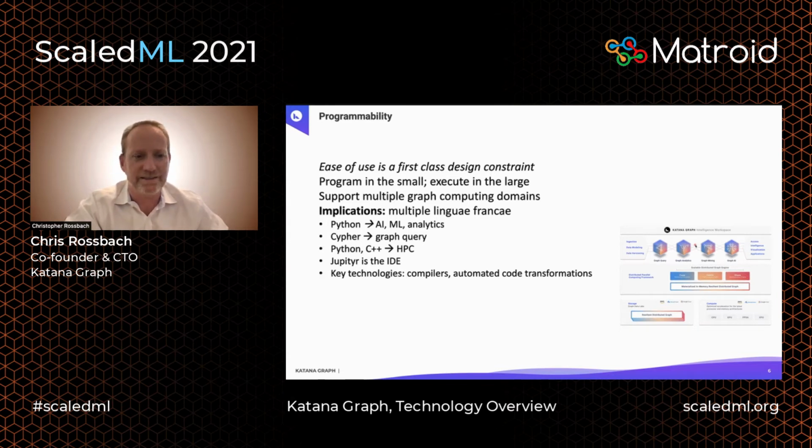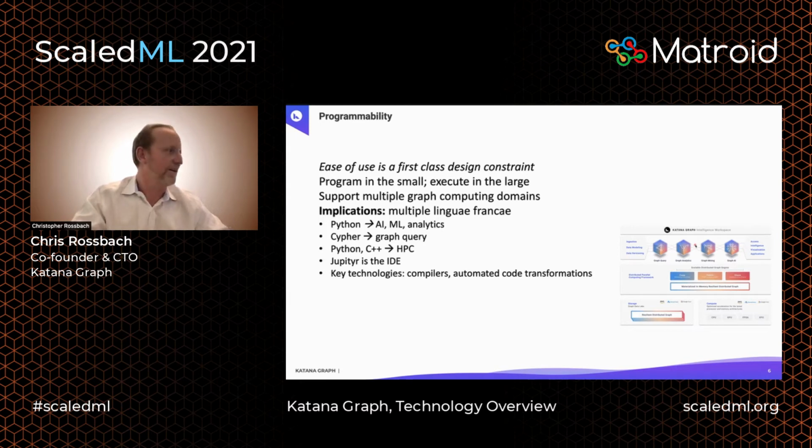And the key technologies that now enable us to support all of these different front ends boil down to advanced compiler technology and automated code transformations. So compiling each of these front end languages, either cross-compiling it to a native backend or through some IR, is the fundamentally enabling transformation that allows us to do this.